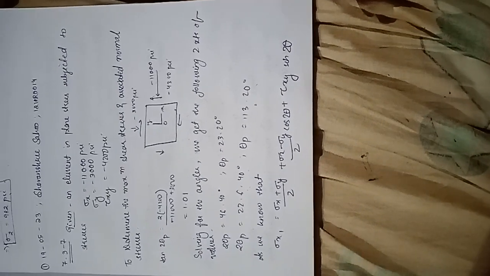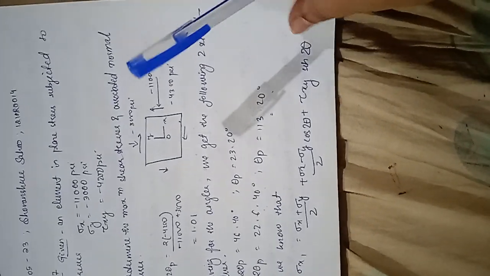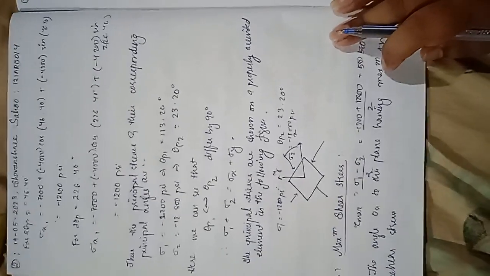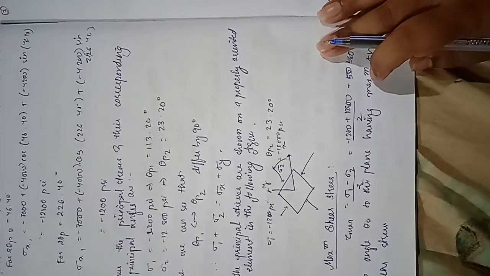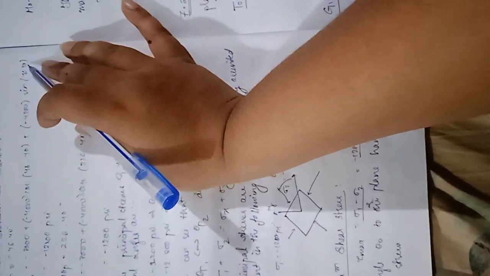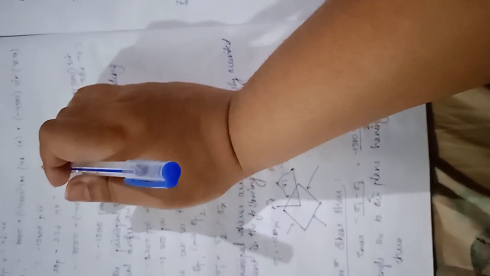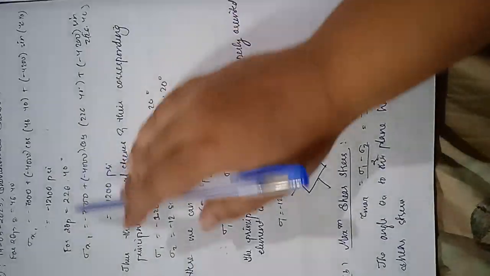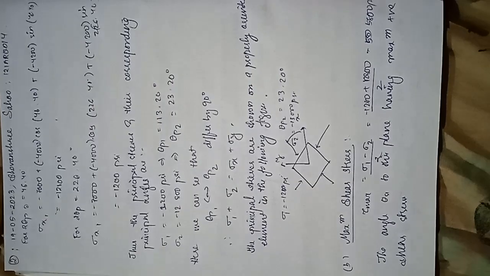So we know that sigma x1 is equal to sigma x plus sigma y by 2 plus sigma x minus sigma y by 2 cos 2 theta plus tau xy sin 2 theta. Now putting 2 theta p is equal to 46.40 degrees, we get sigma x1 is minus 7,000 plus 4,000 cos 46.40 plus minus 4,200 sin 46.40, which is equal to minus 12,800 psi. Now for 2 theta p is equal to 226.4 degrees, sigma x1 is equal to minus 1,200 psi.